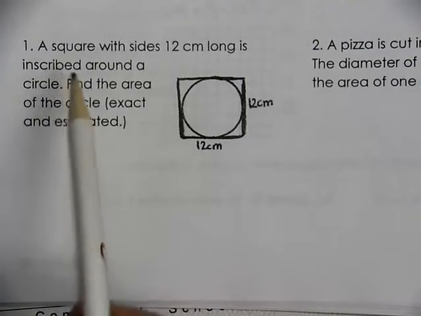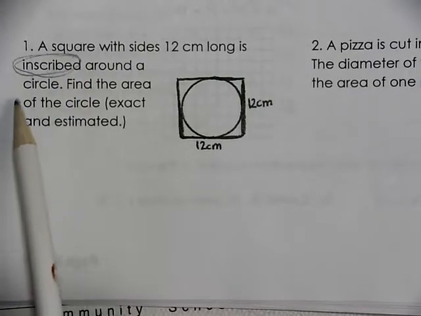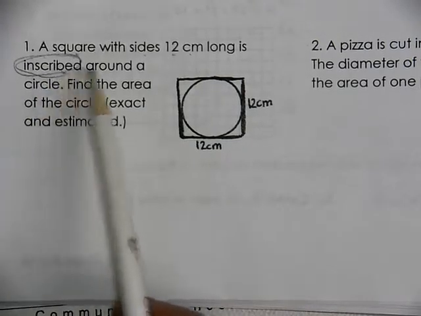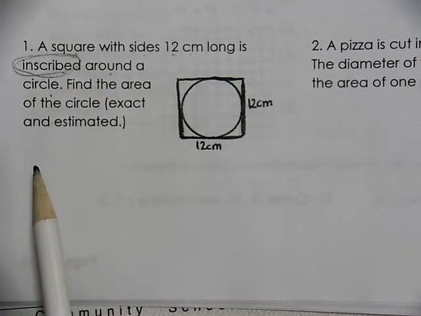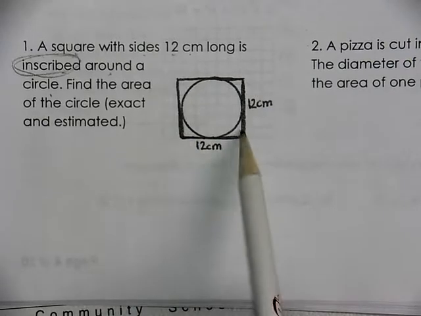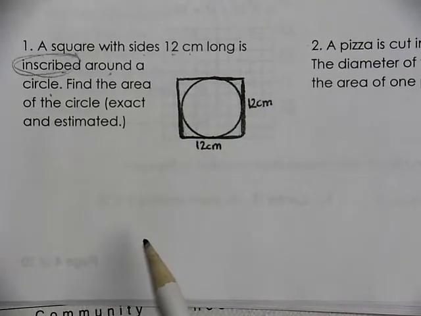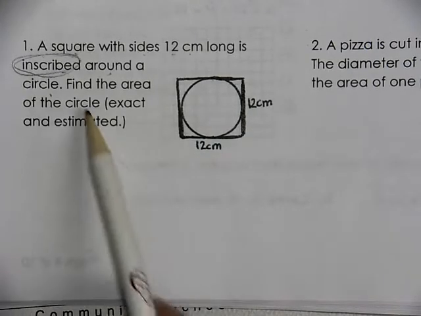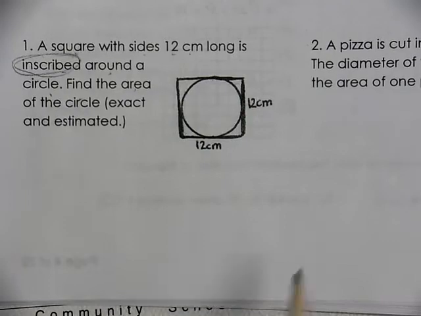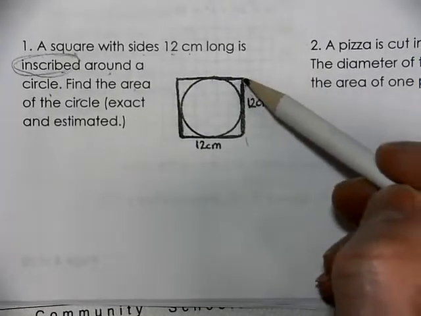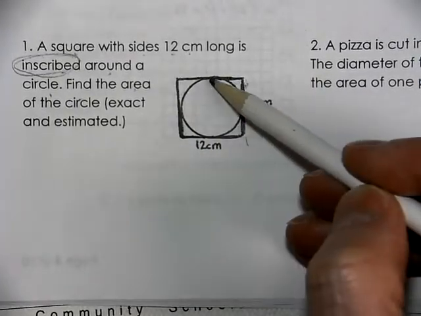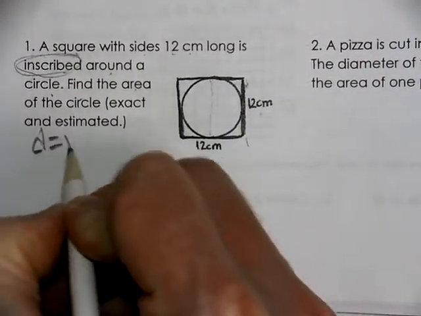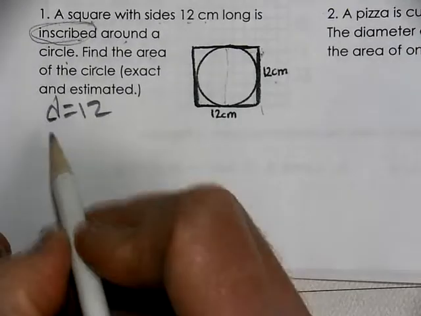So they use this word called inscribed. A square with side lengths of 12 is inscribed around a circle. It's on the outside of the circle, touching just at the very edges. Find the area of the circle. Well, if the side of the square is 12, we have the diameter to also be 12. So I know the diameter is 12.